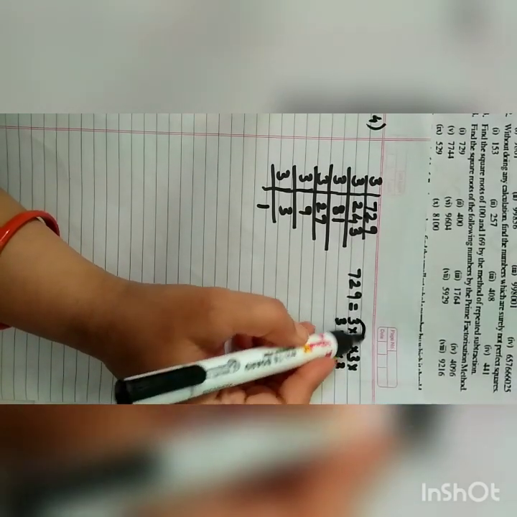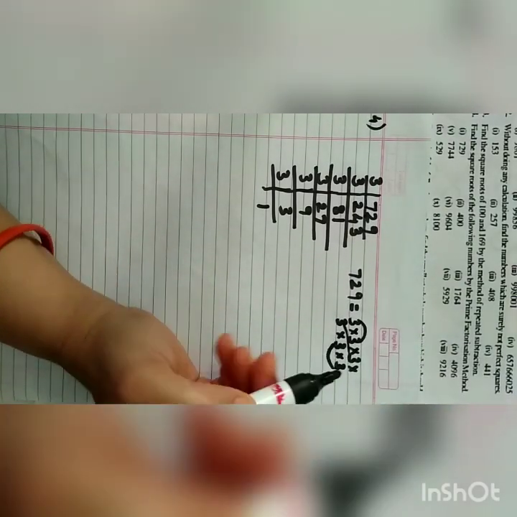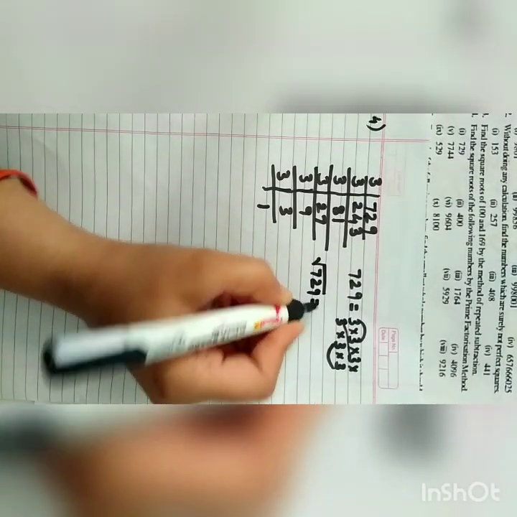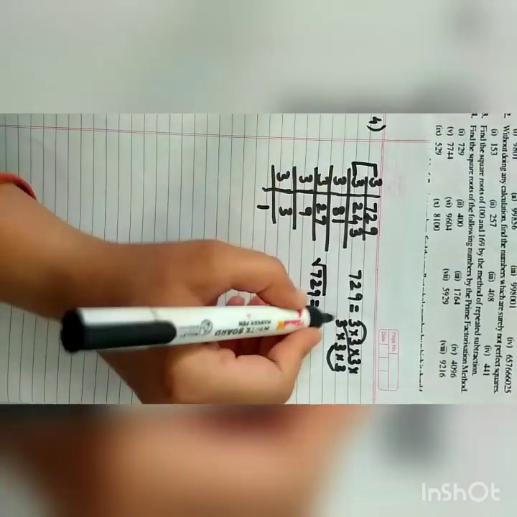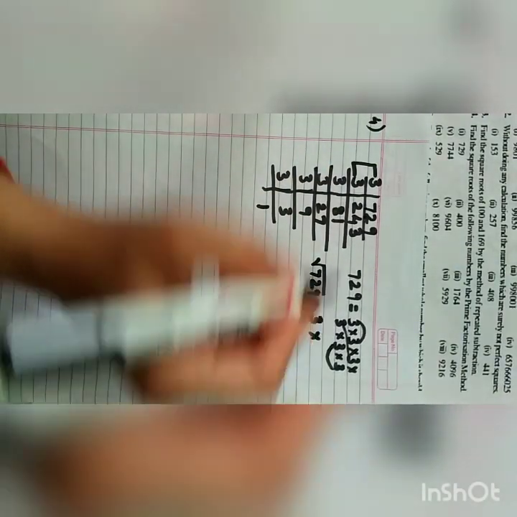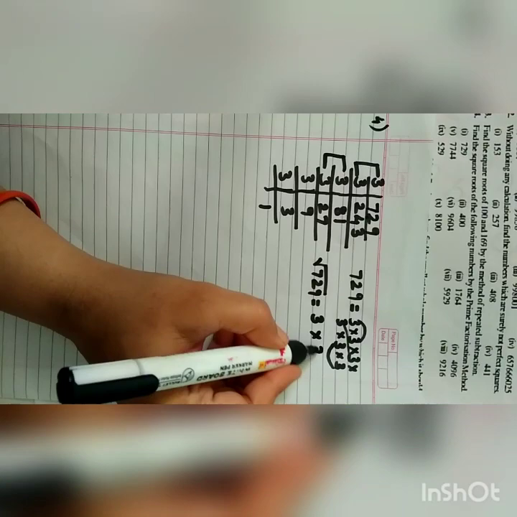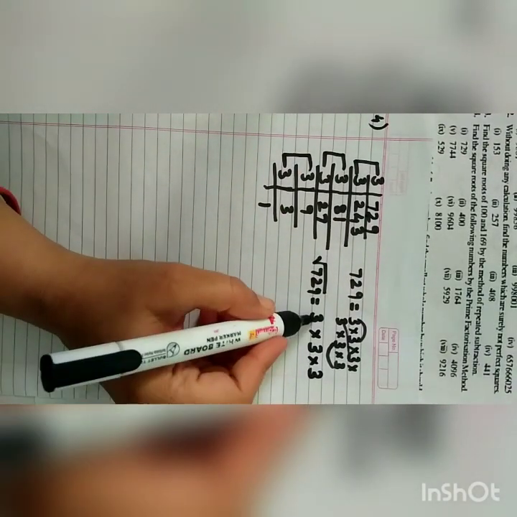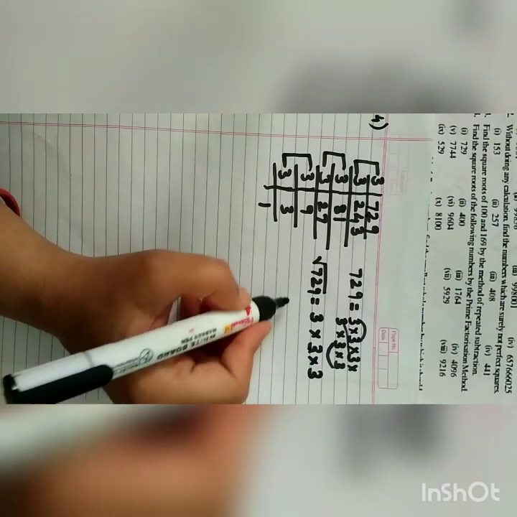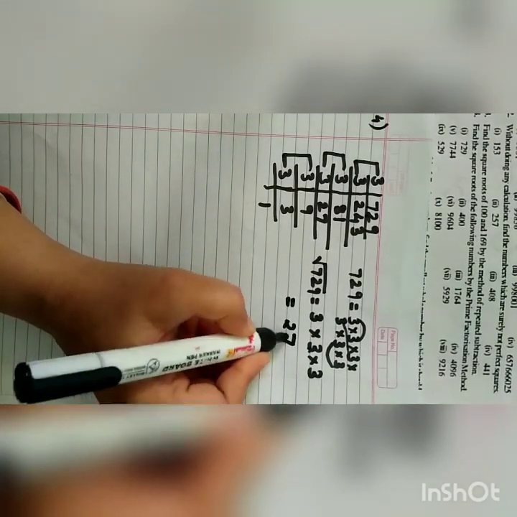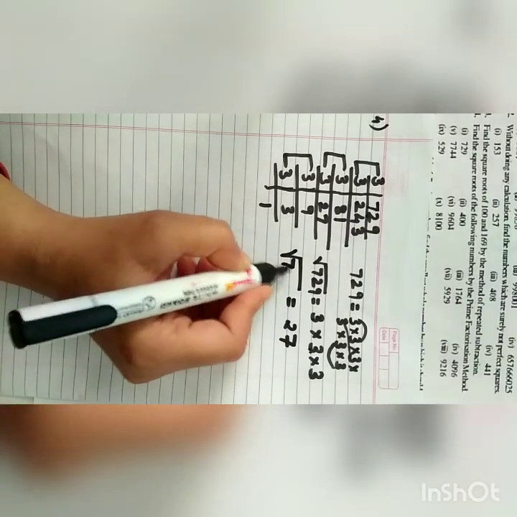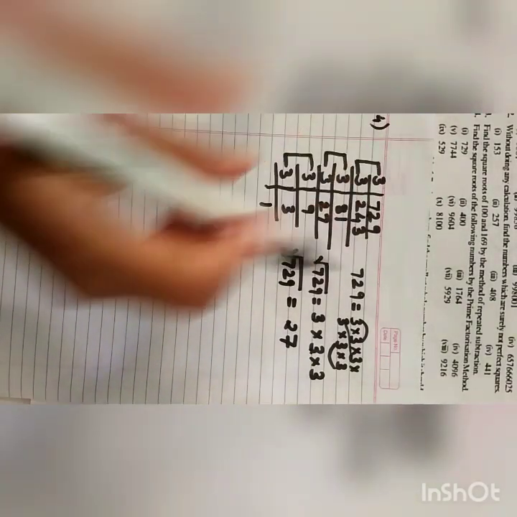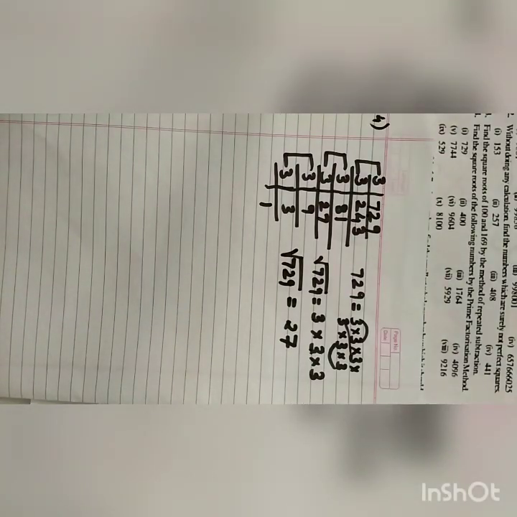So we have to make pairs of 3s. So when we find the square root of 729, for this pair of 3s it will be a 3. For this pair of 3s it will be a 3. And for this pair of 3s it will be a 3. So 3 threes are 9, 9 threes are 27. So the square root of 729 is equal to 27. So in this way you have to find all the answers.